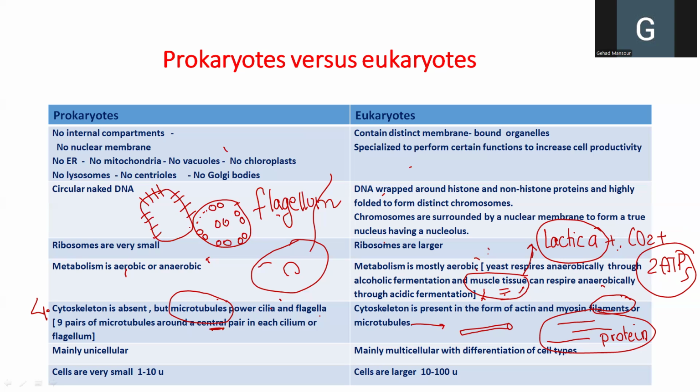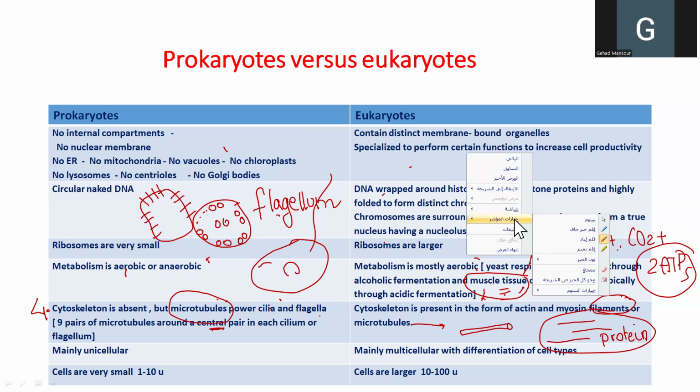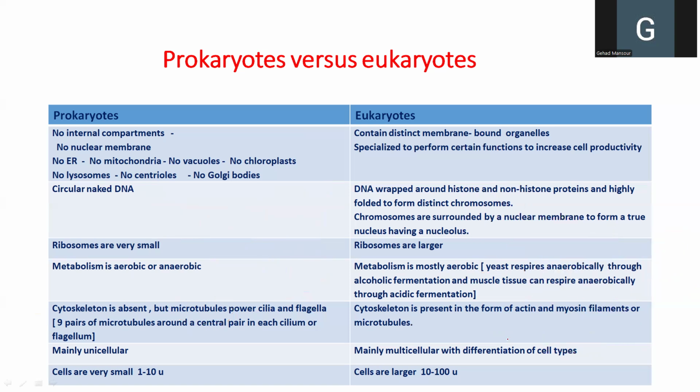Or in the case of the flagellum, we have only one that is long and singular. Actually, in order to make things more accurate, because this table is actually a picture, an image that I took from Google Images, but here it's written that the cytoskeleton is present in the form of actin and myosin filaments. This is applicable in the case of muscles.